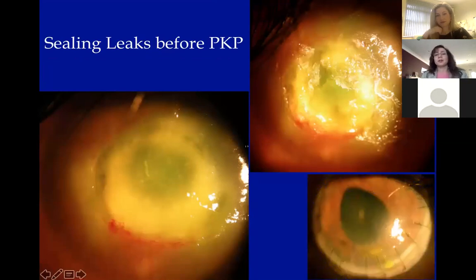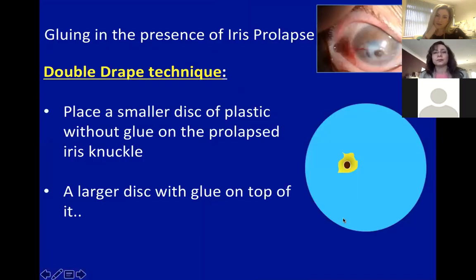So this is an example where they had multiple areas of perforations. We used glue to seal the perforations and then did the therapeutic graft. If you have a small iris that is coming out, then you don't want the glue to get in touch with the iris. So you use the double drape technique. You put a small plastic drape to cover the iris, then a bigger plastic drape with the glue so that the iris is not in contact with the glue.